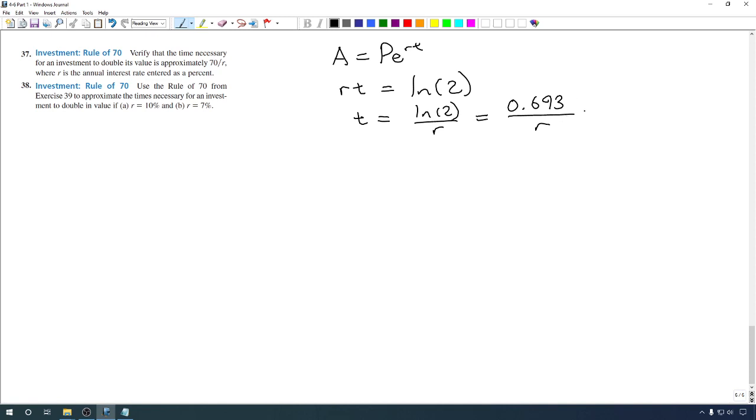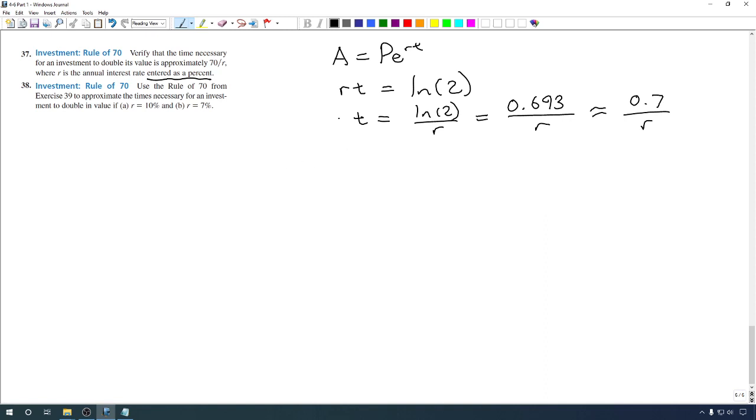Well, what we're going to do here is approximate this, because this is kind of an annoying number to work with. We'll approximate that as 0.7. Now, that's not the formula they got here, but notice that they specifically said that they want it to be entered as a percent. Here, r is not being treated as a percent. In order to make it a percentage, we need to multiply the r by 100. And to not change our doubling time formula, that means we need to multiply the top and bottom by 100.